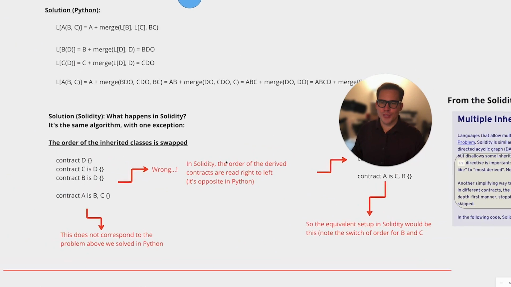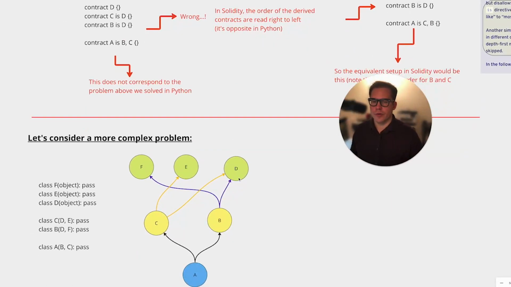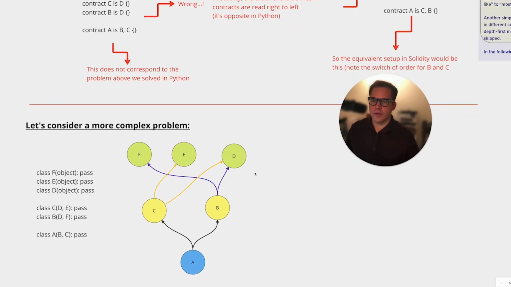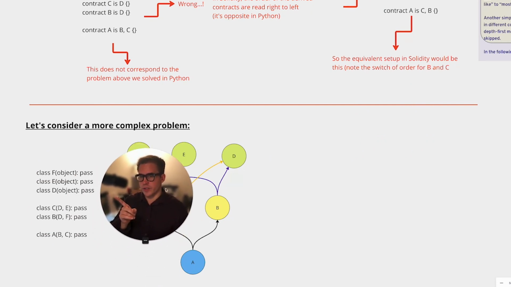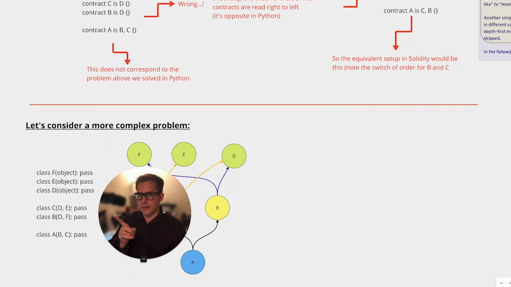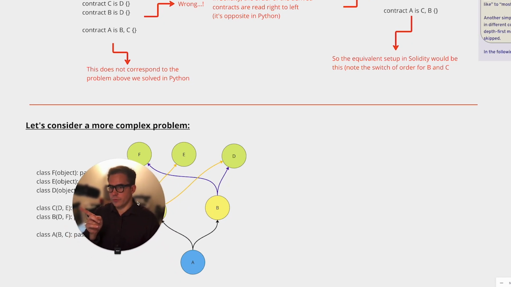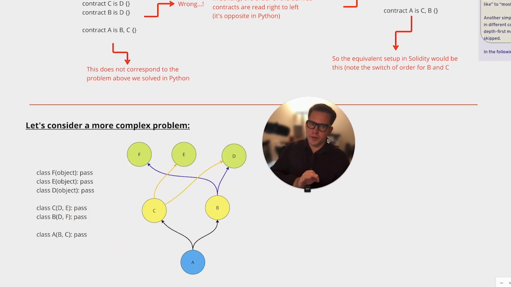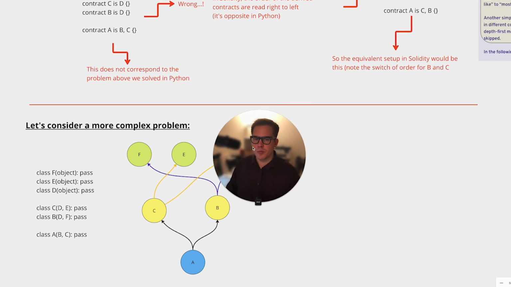That's it. That's the only catch between linearization. The algorithm is the same, so we might jump back to Python here for these other examples, but just be aware that the way that you would structure things would be opposite. So in this case, this is the Python equivalent, or this is the Python version of some class setup. Again, in Solidity, you would reverse these two, you would reverse these two, reverse these two to get the equivalent inheritance in Solidity, okay?